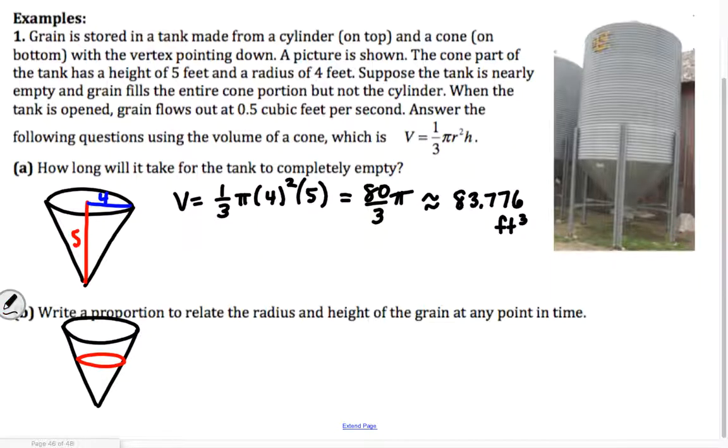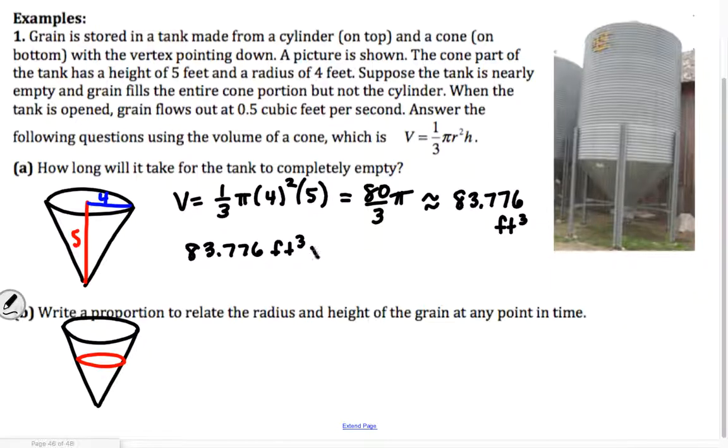Wait, the first question was asking how long it will take to empty? Yeah, so we didn't finish. We found the volume, and it's flowing out at 0.5 cubic feet per second. So if we're taking this 83.776 and we're losing half a cubic foot every second, how do you think we figure out how many seconds it takes? Divide by 0.5, which is the same as multiplying by 2. Do you guys understand why we're multiplying by 2? Because we're losing half of a cubic foot every second. So every 2 seconds, we're losing a whole cubic foot.